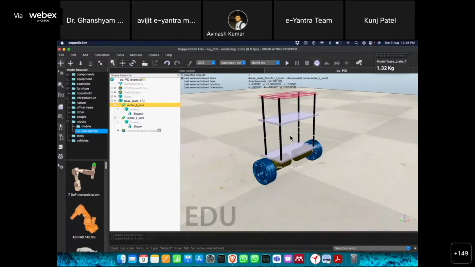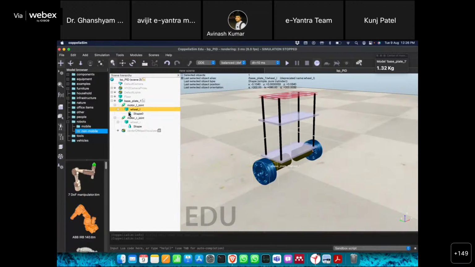So basically you are connecting the motor to the body. And further, you need to make the wheels a child of the motor, because we don't want the wheel to fall off from the motor. The way the motor rotates, in the same way the wheel will rotate.